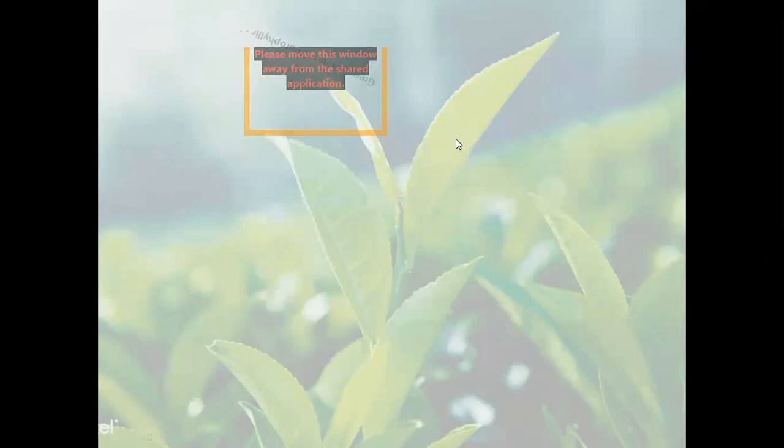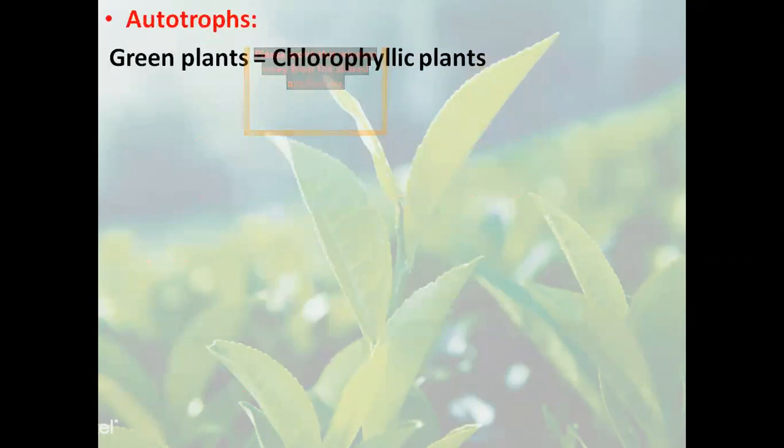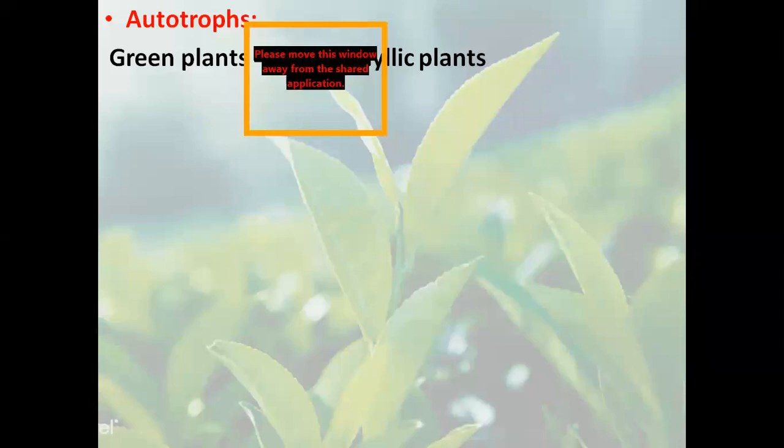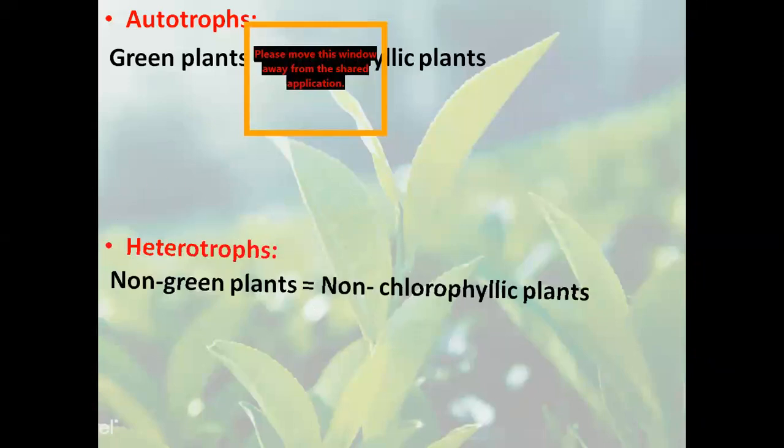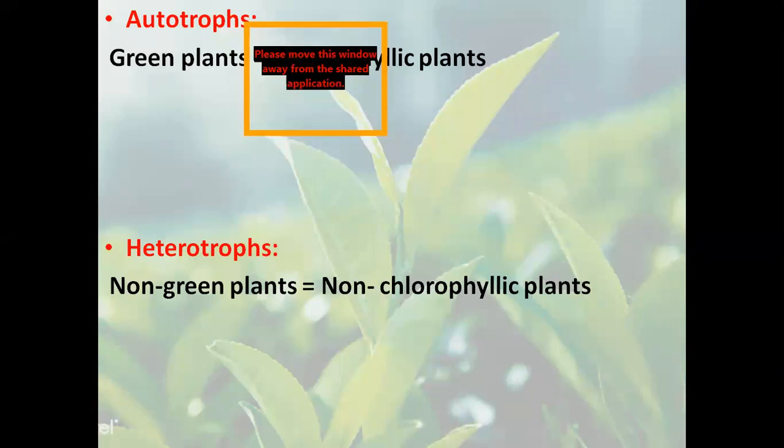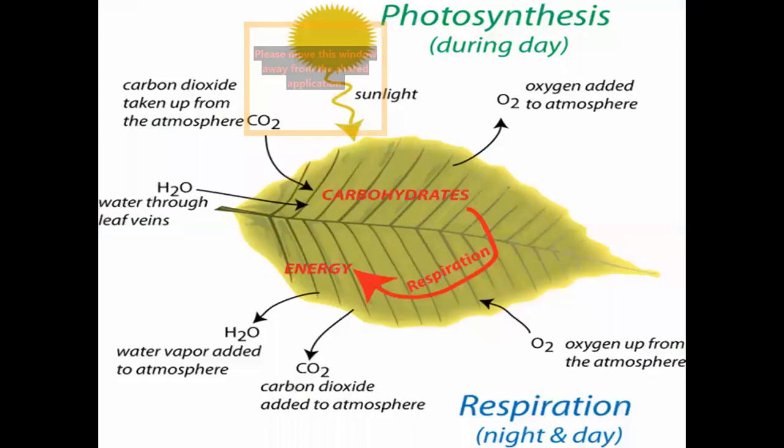Keep in mind these important notes. Autotrophs, from now on, are green plants. What does this mean? They are chlorophyll plants, meaning that they contain the green pigment, the chlorophyll. However, the heterotrophs are the non-green plants and they are non-chlorophyllic, meaning that they are not green in color. They lack the chlorophyll.